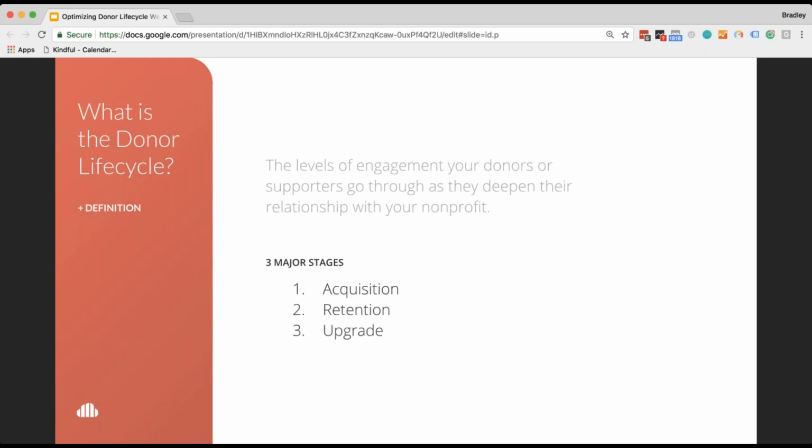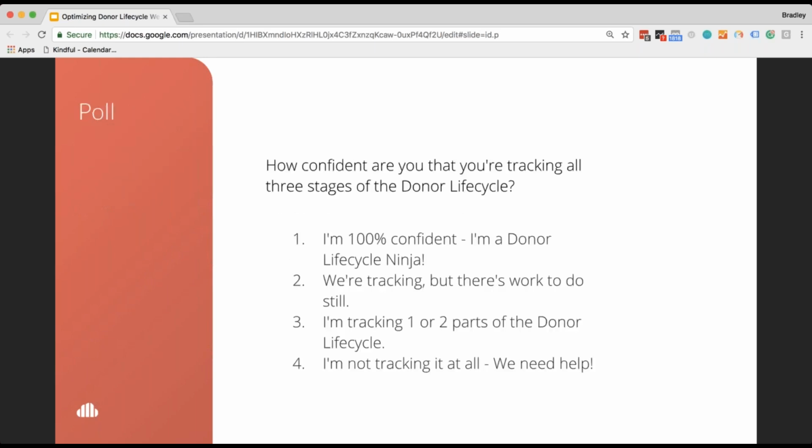I wanted to start off really quickly with a quick poll. This is the first time we've tried this, and so hopefully everything works okay. What I wanted to do here was to help everyone get a little bit of a sense of where people stand in comparison to where you are. So the question is, how confident are you that you're tracking all three stages of the donor life cycle? You can see the answers here. I'm 100% confident, I'm a donor lifecycle ninja. We're tracking, but there's work to do still. I'm only tracking one or two parts of the donor life cycle, or I'm not tracking it at all. We need help.